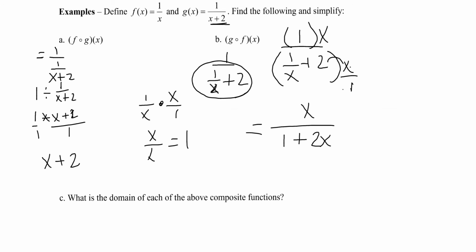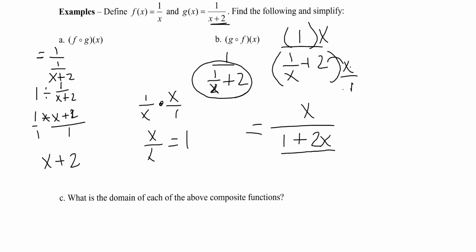I can't do any more. I can't simplify because this x right here is part of an expression. So you can't just cancel out your x's there. It has to be attached by multiplication to the entire thing, not with addition there. So we're done.